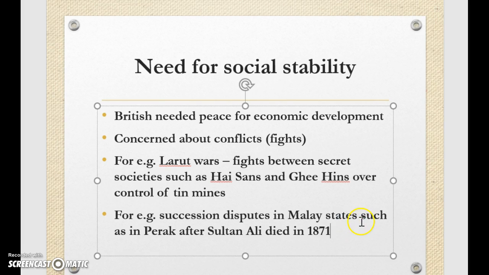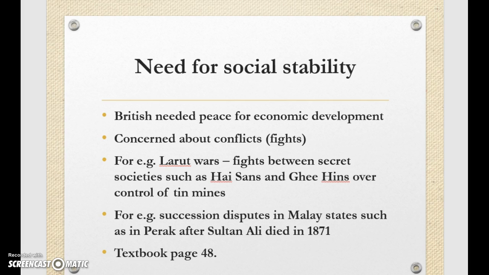All right. And the second incident is the succession dispute. Okay, please look at your textbook, page 48, for more details regarding this succession dispute. But basically, after Sultan Ali died, he had two sons who could potentially take over. I think it's two sons. Or was it two brothers? Yeah, look at the textbook for the details. Okay, so two of them were fighting over the succession of Sultan Ali in 1871.